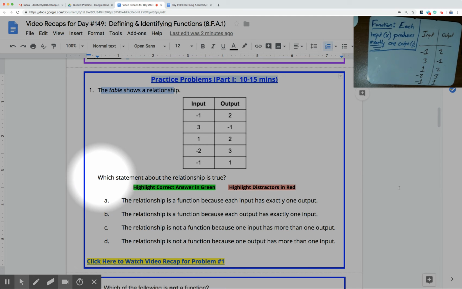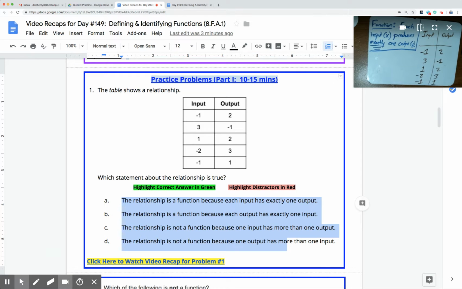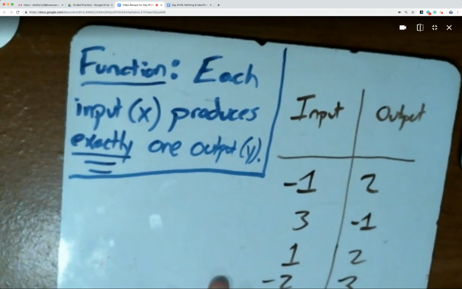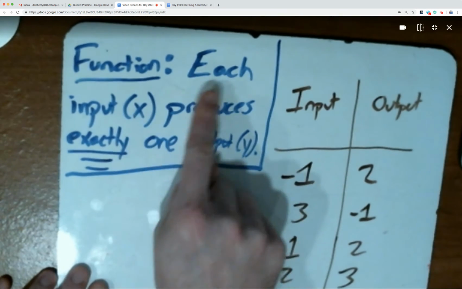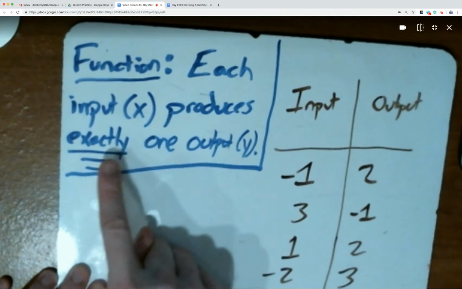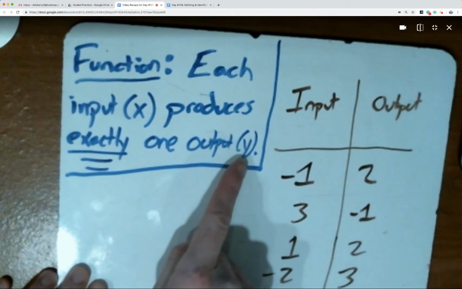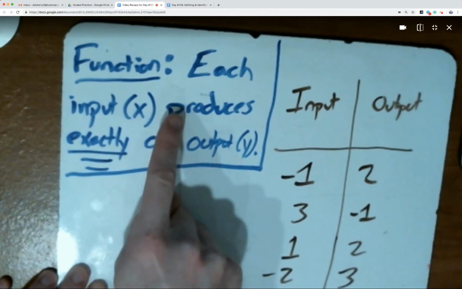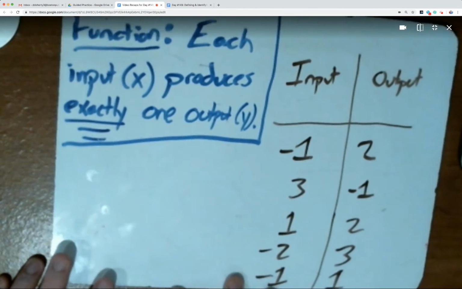For the question, it's multiple choice. We said which statement about the relationship is true, and all 4 of our answer choices focus on whether or not this relationship meets the definition of a function. So I really first need to look at this table and figure out, does it meet the definition of a function? We know that a function means each input, each x value can produce exactly just one output. If any of the inputs produce more than one output, we know it's not going to meet that definition of a function.